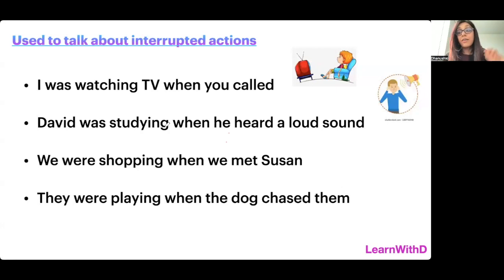Like I said, for the first action, we use the past continuous, right? Studying was the first action, so we say David was studying, because that is the past continuous form. David was studying when he heard a loud sound, because that is the second action. Heard a loud sound is the second action, and for the second action, we use the simple past. That is why we used heard. And for the first action, we use the past continuous, which is was studying.